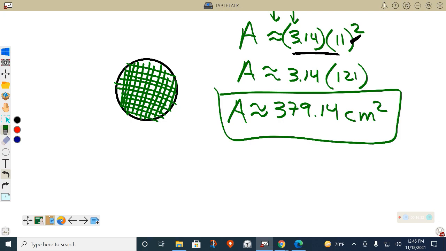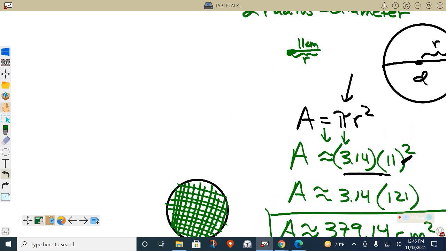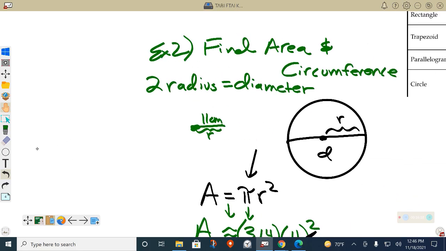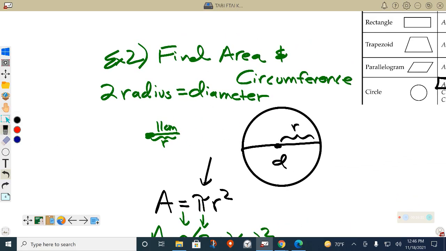Okay, here we go. We're not done. Let's not get all happy yet. We only found the area. We got to find the perimeter now, but remember the perimeter of a circle is called the circumference because it's made up of pure curve.